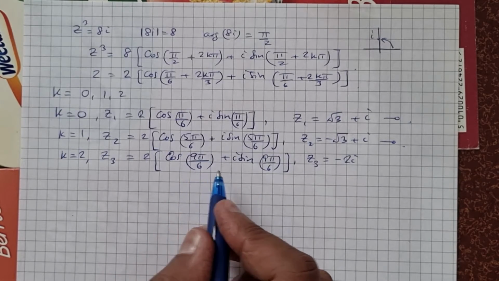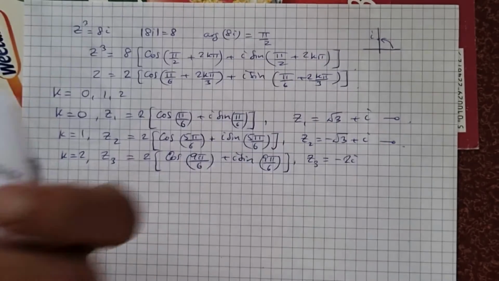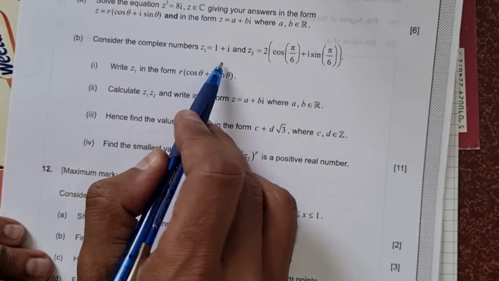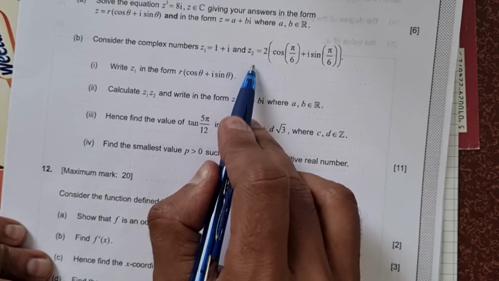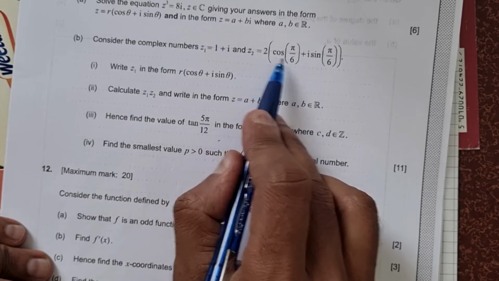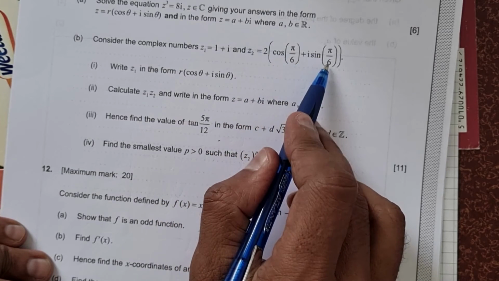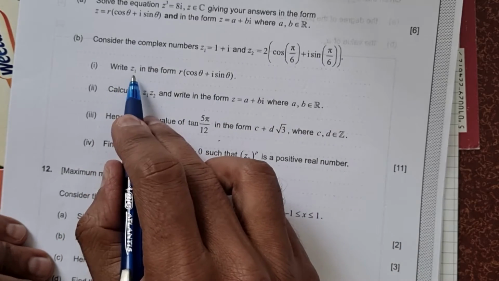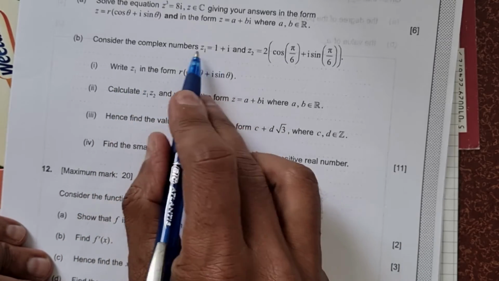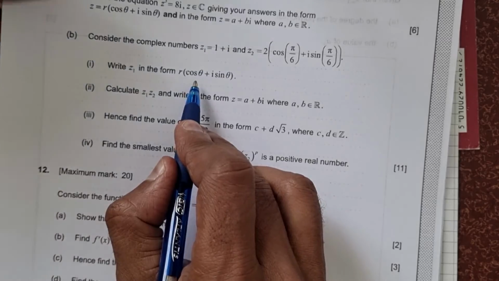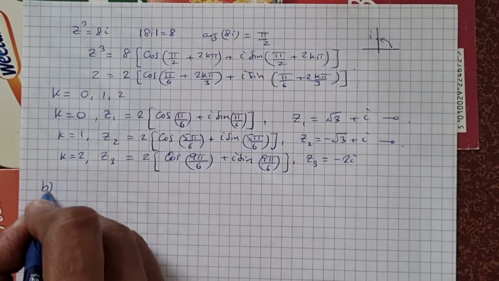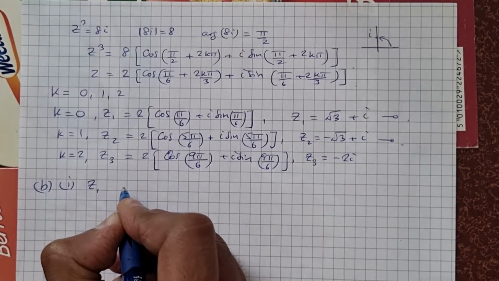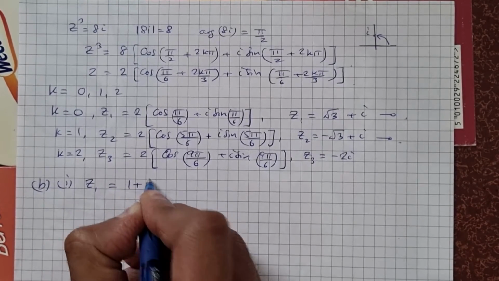Now for the second part. Part B of the question: consider the complex numbers z1 is equal to 1 plus i, and z2 is equal to the polar form 2 into cos pi upon 6 plus i sine pi upon 6. We need to write z1 in the polar form. So first of all, let's copy the question. We've got z1 as 1 plus i.